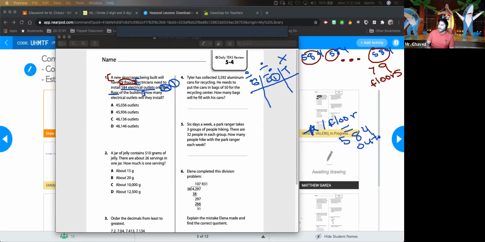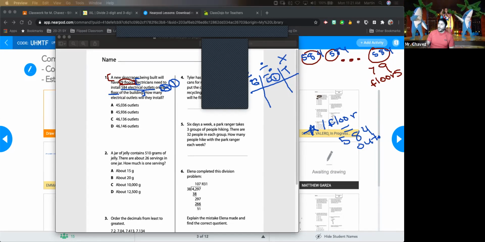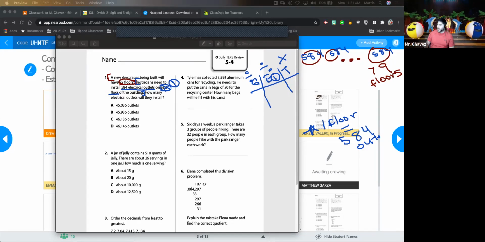So can anyone tell me, in my GET chart, where would I put the 79 floors? Would I put it in my total? Would I put it in the each, or the groups? Where would I put the 79 floors?